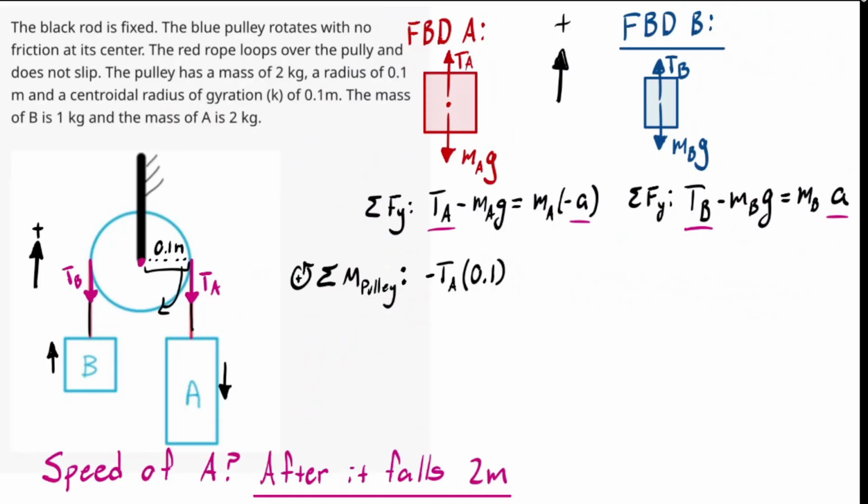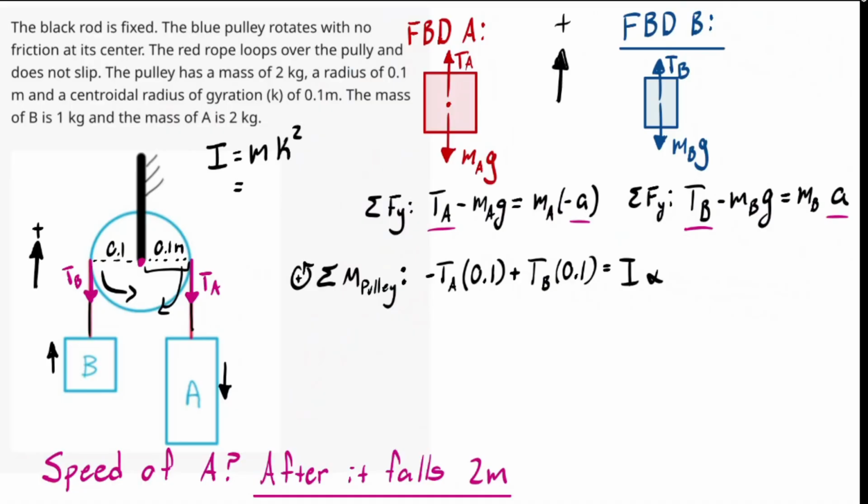And then our other moment is going to be TB. TB is also 0.1 meters, but it is going to be rotating the pulley in the counterclockwise, or positive, direction. This is going to be plus TB times 0.1. Those are the only moments, and that's equal to the moment of inertia times the angular acceleration. It looks like we have more variables we don't know, but we do know the moment of inertia. We know that the moment of inertia equals the mass times the radius of gyration squared, and we were given both of those values.